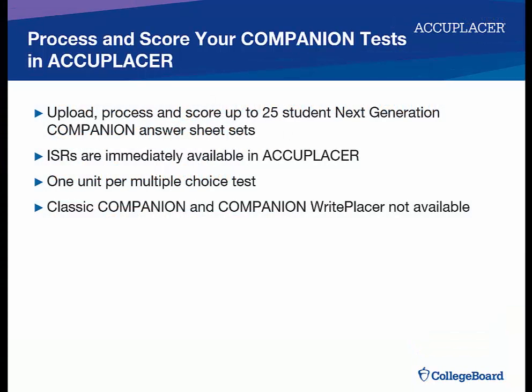ACCUPLACER now allows you to upload and score up to 25 student-bubbled answer sheet document sets at a time for next-generation companion tests. Using this feature allows you on-demand access to student ISRs upon completion of the upload and scoring process. Instead of purchasing printed materials, you will be charged 1 unit for each multiple-choice companion test scored by the system. This new feature is only available for next-generation companion tests.